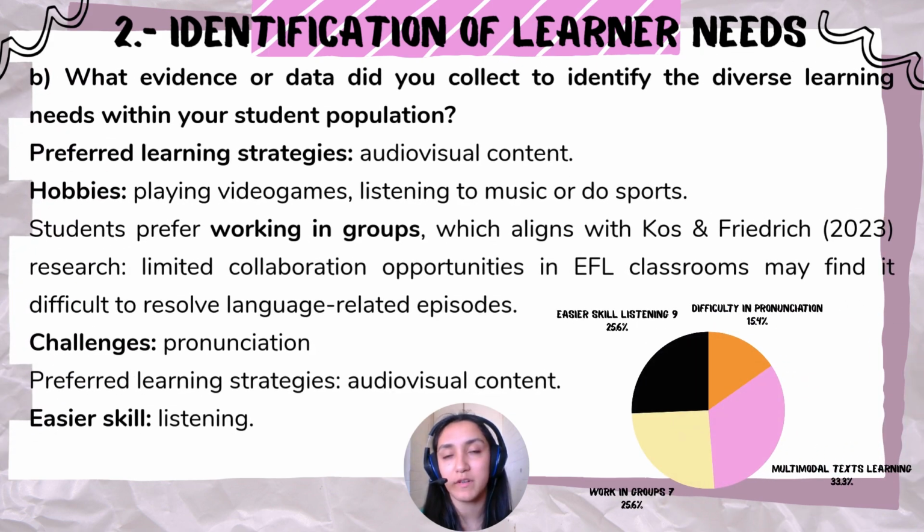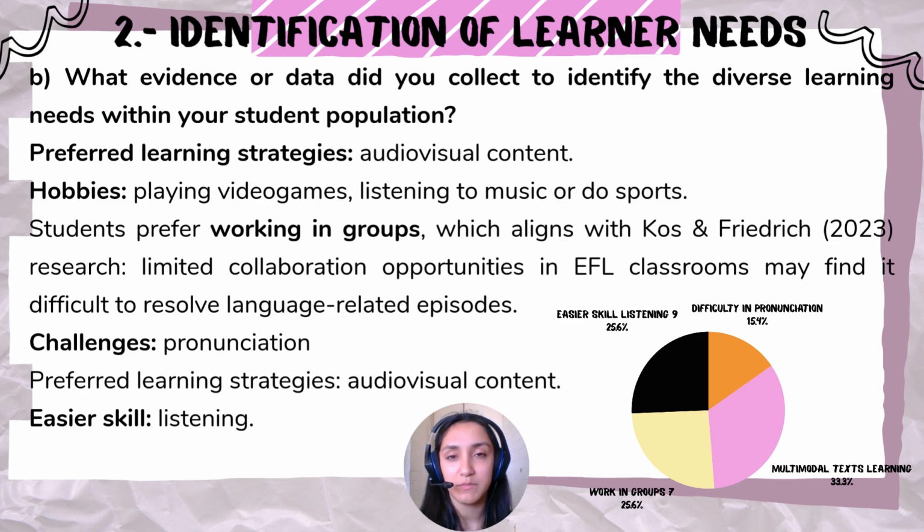Overall, students from the 11th grade A declared that pronunciation was the most complicated ability for them, and their preferred learning strategies were visual and auditory content. Moreover, students confirmed that listening was one of the skills that was easier for them, and through the needs analysis, I was able to observe a variety of hobbies, but I will mention just the most general, which are playing video games, listening to music, or doing sports.